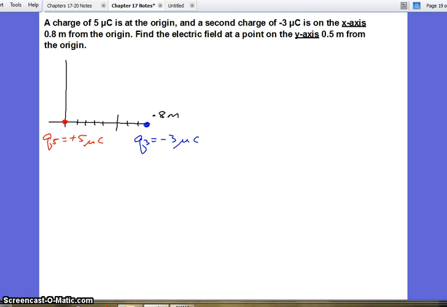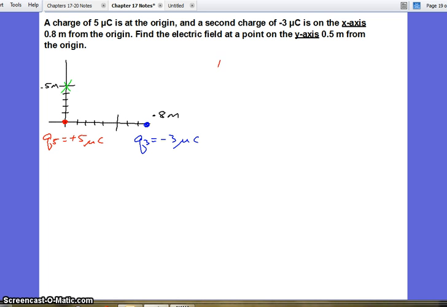We want to find the electric field on the y-axis 0.5 meters away. So I'll put an X there. There's no charge there, but we can still find the electric field. It doesn't have to be a charge to locate or to calculate an electric field. What we're going to do is find the electric field from the 5 microcoulomb charge, and then find the electric field from the negative 3 microcoulomb charge, then add them together and get a total.